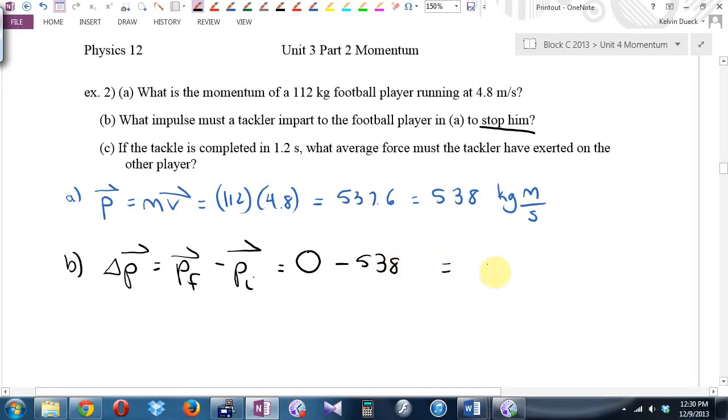I can do this in my head. It's going to be negative 538 kilogram meters per second. What's the negative saying? The change in momentum has to be applied in the opposite direction of the initial velocity, which, if you think about it, makes sense. Josh, you play football? If you're running towards me, I have to tackle you in the opposite direction that you're running. That's the best, most efficient way to bring you to a stop.